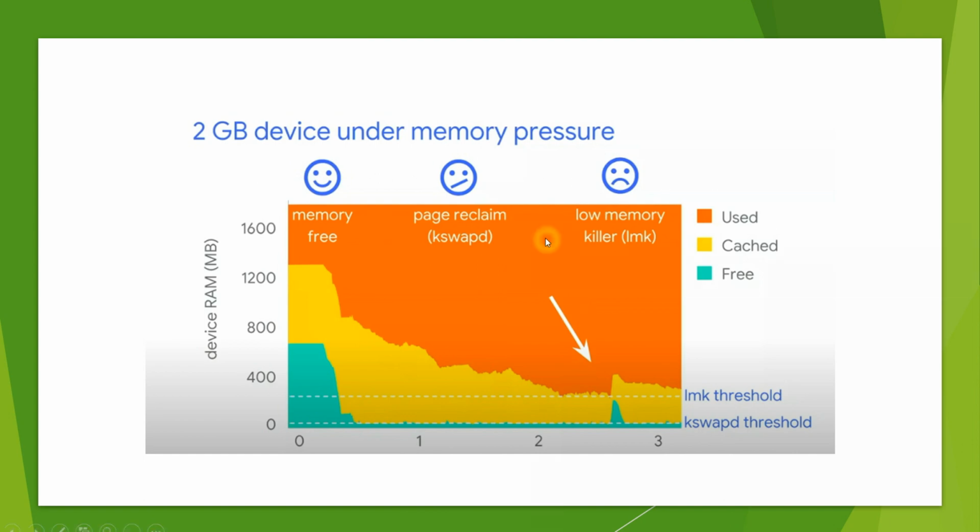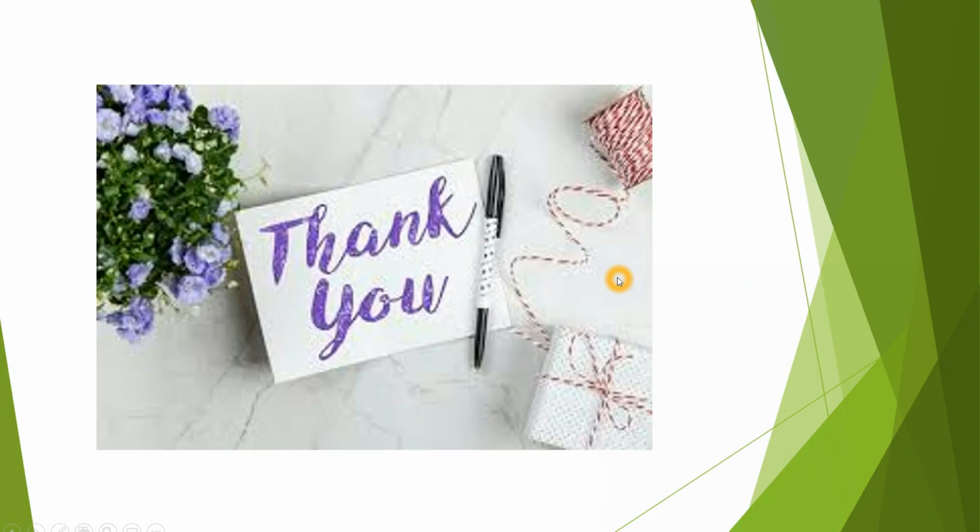So in today's session, what I wanted to convey is how memory is organized as pages, and the three different types of memory: used, cache, as well as free. And I told you what the KSWAP daemon is, as well as the LMK threshold, and what the low memory killer will do to reclaim the memory. In my next tutorial, I'll be telling you all the priority order in which LMK starts killing the processes.